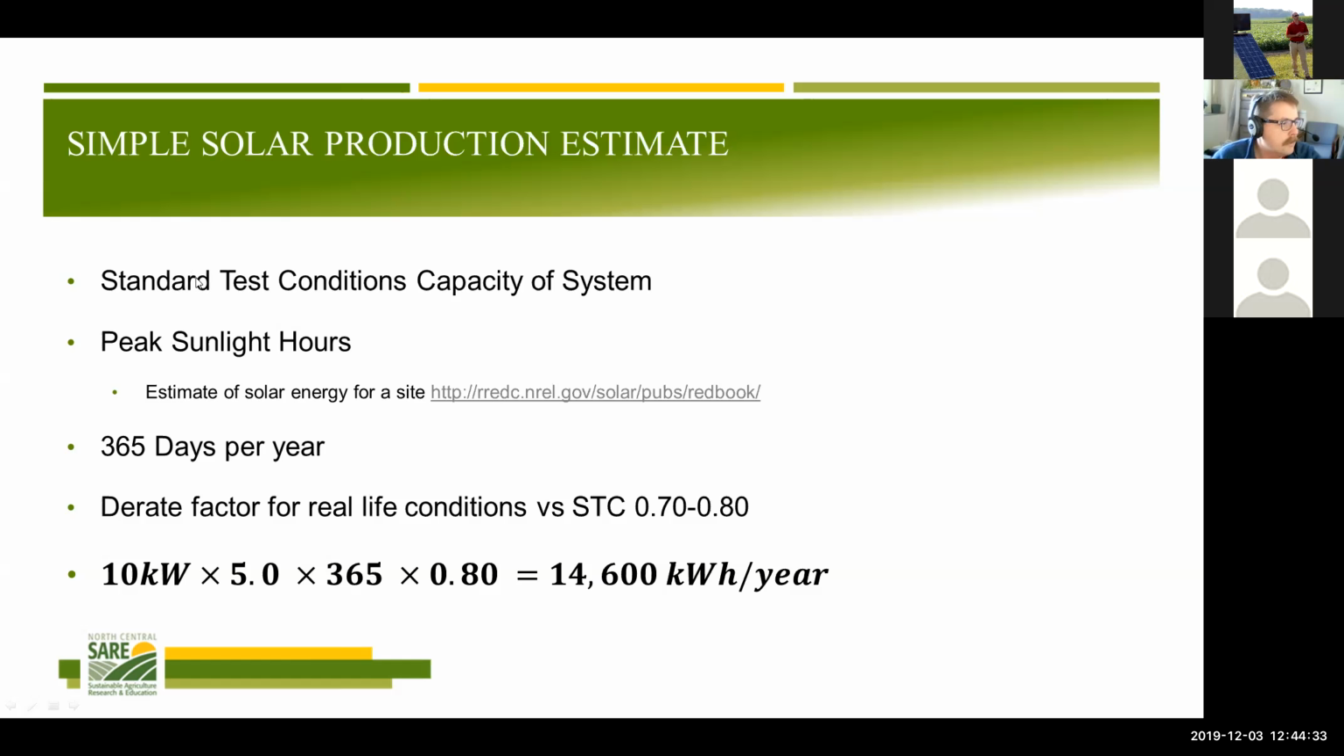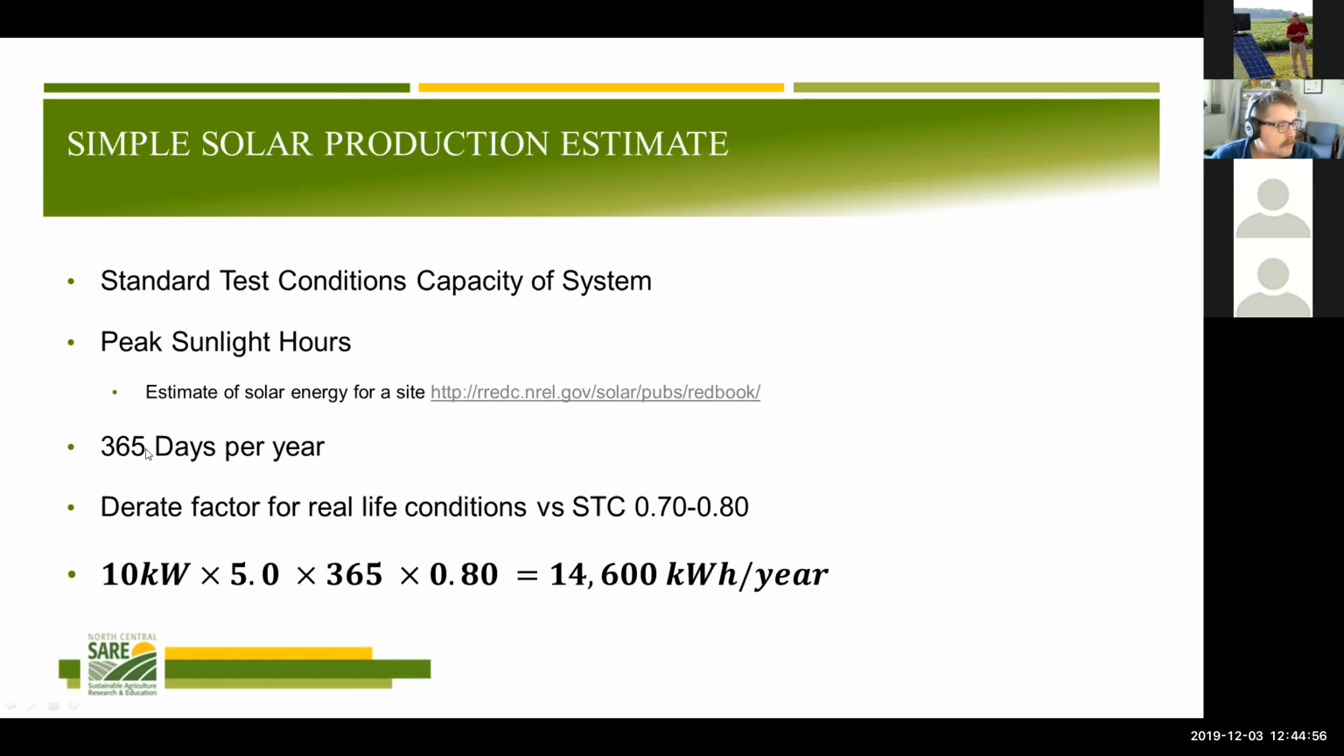So we have the standard test conditions capacity. We're going to multiply it by the peak sun hours, which you can either look up on this table, or in Nebraska, it's about 5, and really across the north central region, it's somewhere between like 4.7 and 5. So really, estimating 5 is not too bad, but you could look it up on this table.